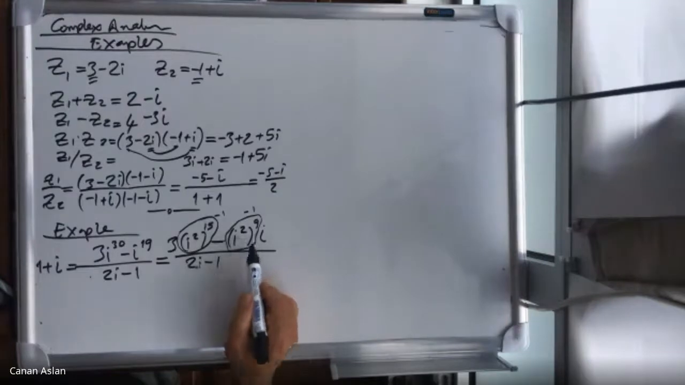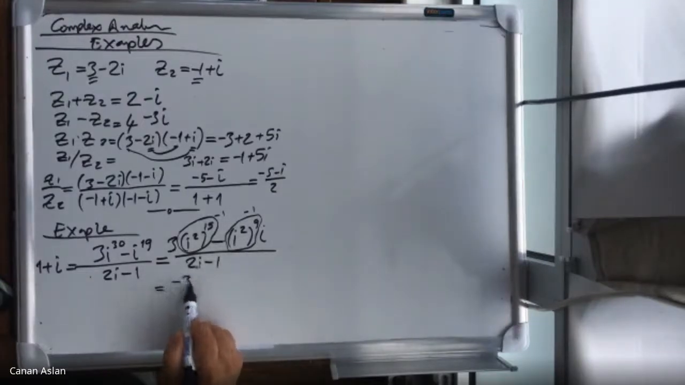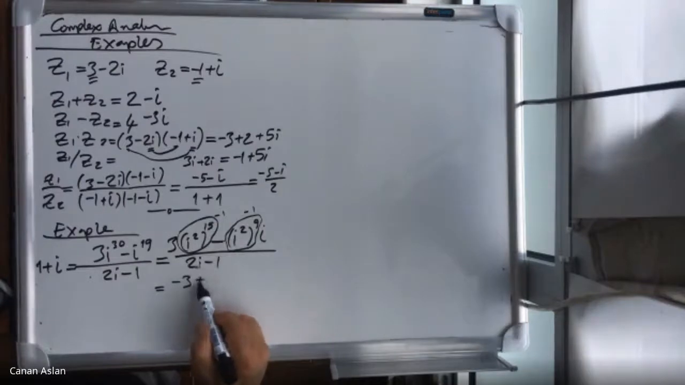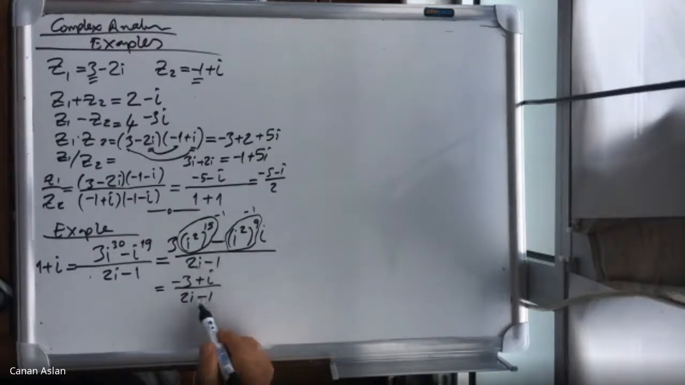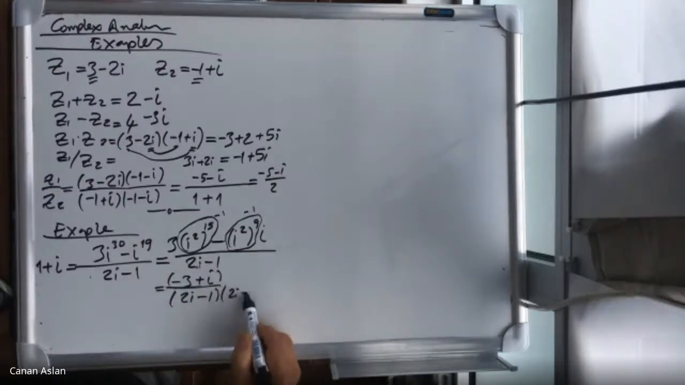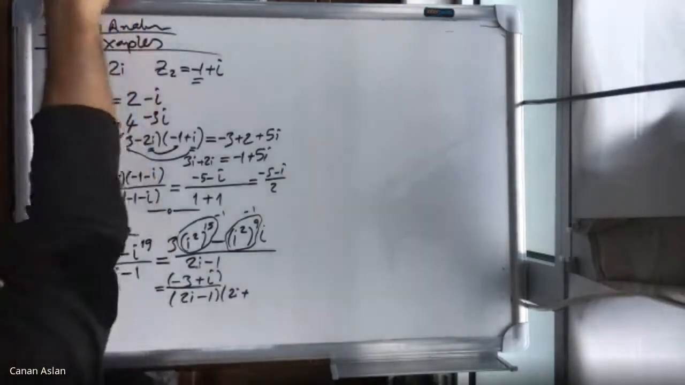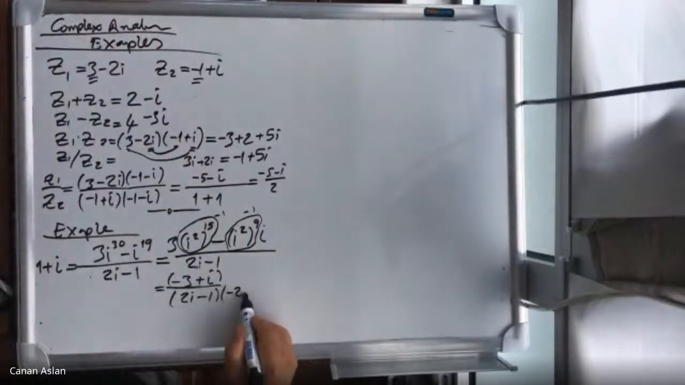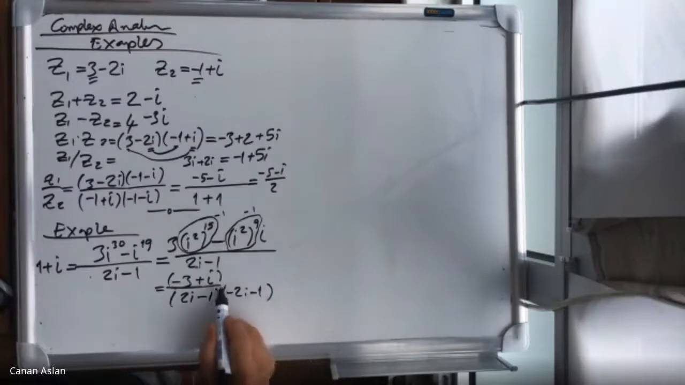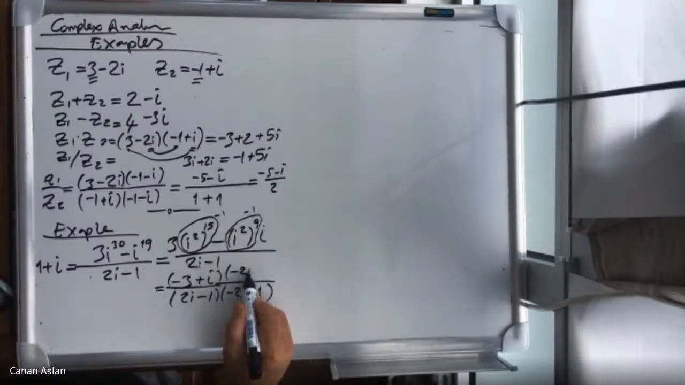Okay, can everybody see it? Okay, then it's equal to minus 3 plus i divided by 2i minus 1. So what we do is we now get the complex conjugate of the denominator and multiply by the numerator. 2i plus 1, sorry, you have to change the sign of the complex part only. So minus 2i minus 1. As you see, you're not touching the real part.